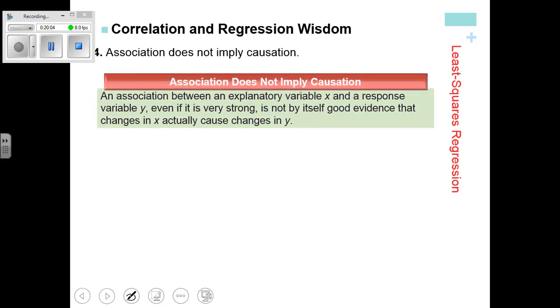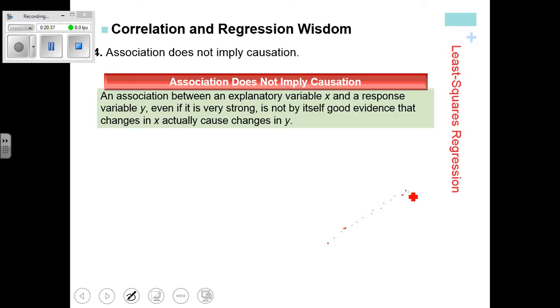Last thing, remember, association does not imply causation. We also say a lot with this that correlation does not imply causation. We used the example in class about the amount of rum sold in New England states versus the number of Protestant or Methodist ministers, and how that was such a strong, linear, almost perfect relationship, or R of 1 rather, between the two.